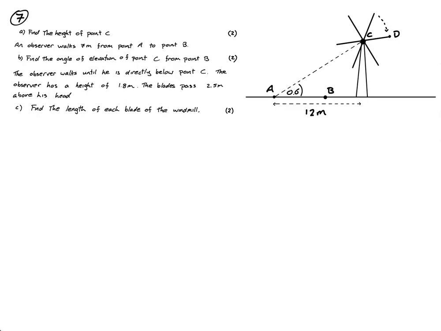Okay, question 7. This is the first long question, and I will do the first 3 parts in this video. So we have this situation. There's a windmill, and these things are turning around in this direction. There's a guy at point A. I think he's going to walk to point B. This angle is 0.6 radians.